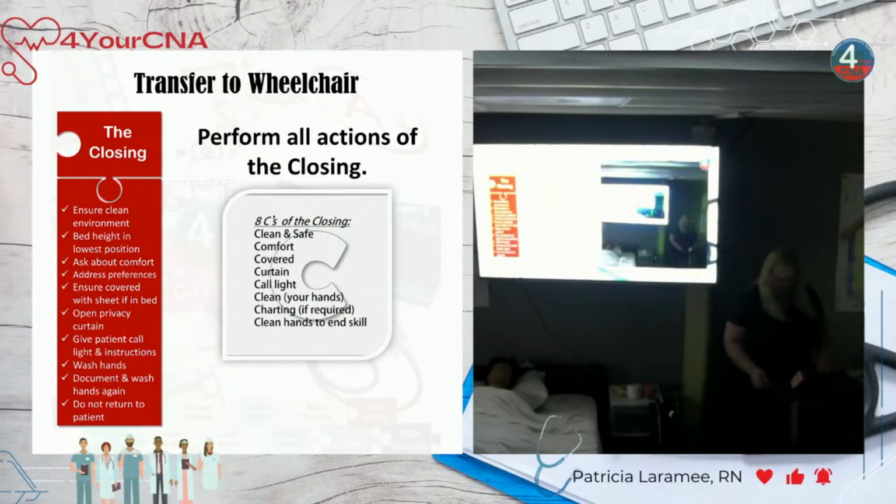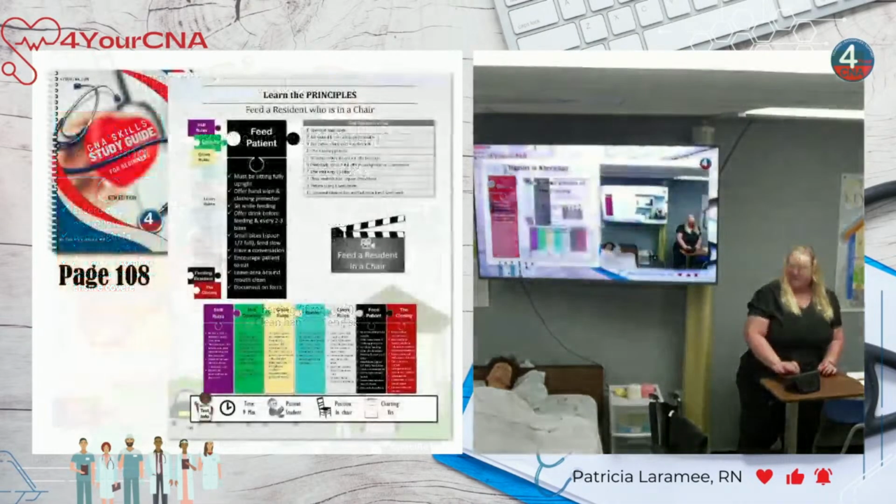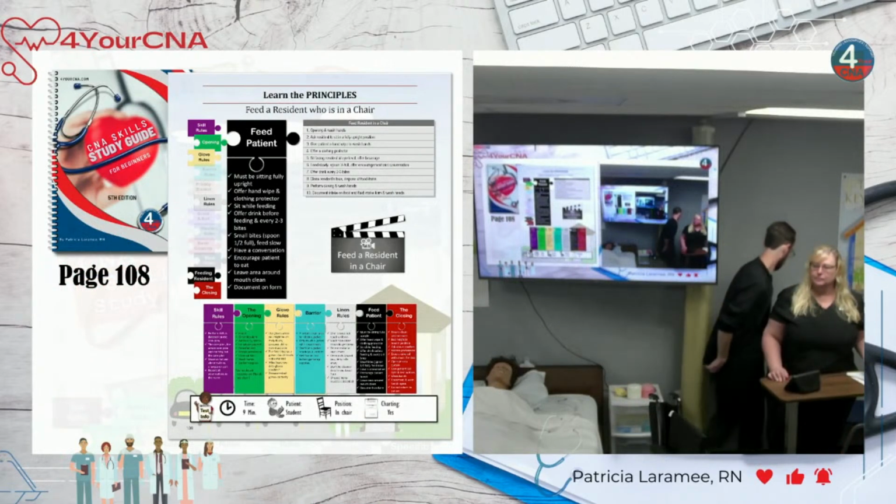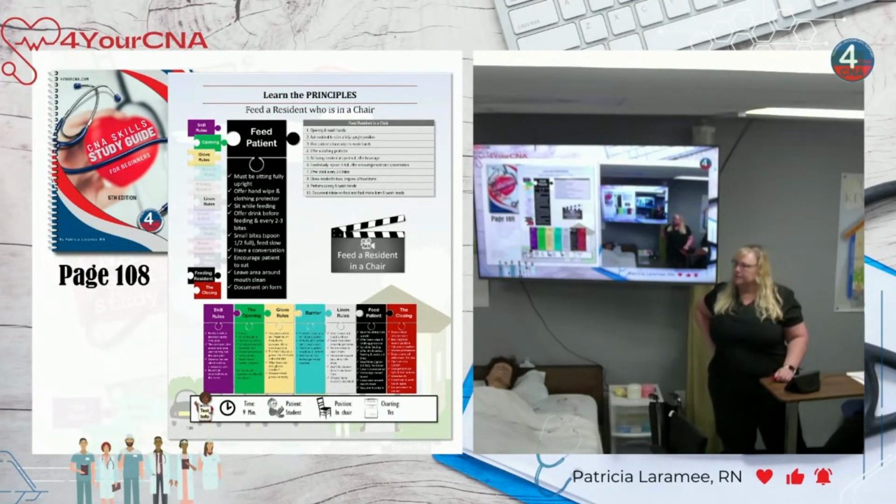Yeah, we don't have much room back here today. Okay, any questions on that one?